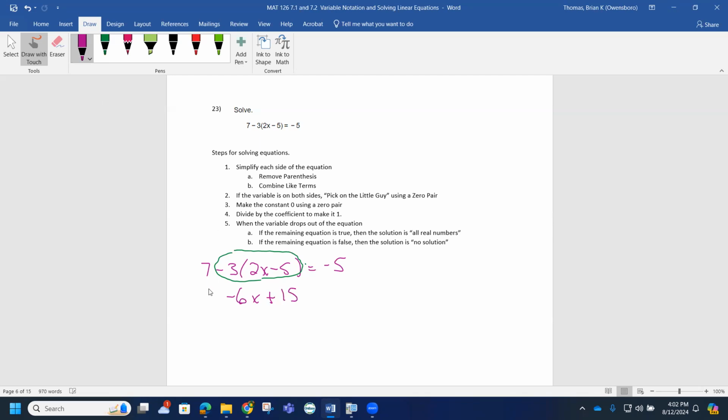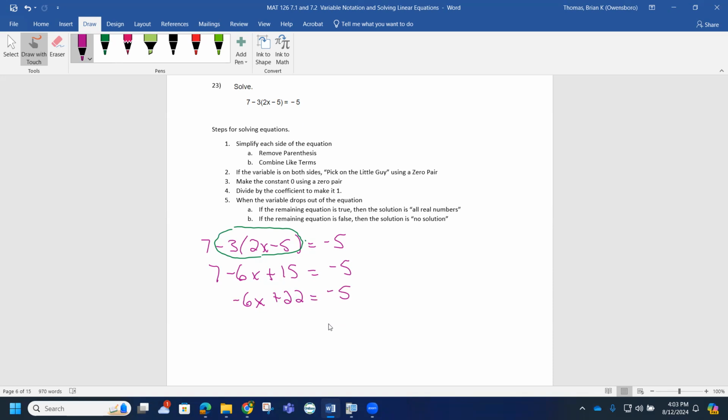So if I bring down the rest of the problem, you'd have 7 minus 6x plus 15 is equal to -5. But notice how 7 and this 15 are like terms, so I can actually put those together. So I can bring down the -6x. I like to keep my variable first. So 7 plus 15 would be 22 is equal to a -5. So this equation looks much, much easier than it was a second ago. So just by doing a little bit of manipulation, we can make this problem more manageable.